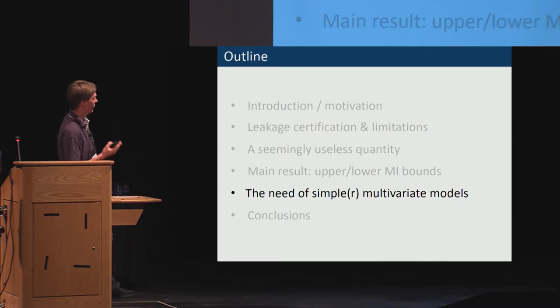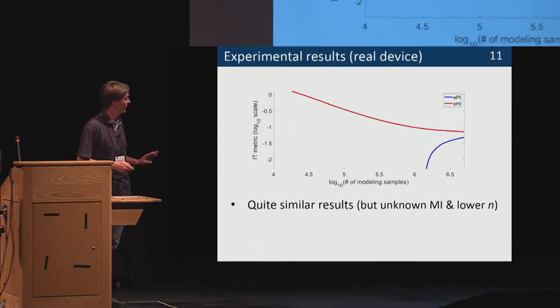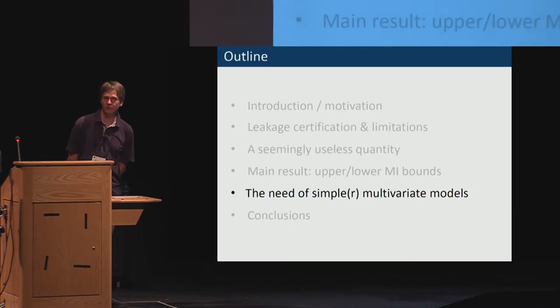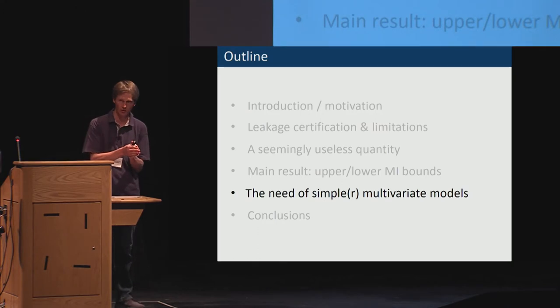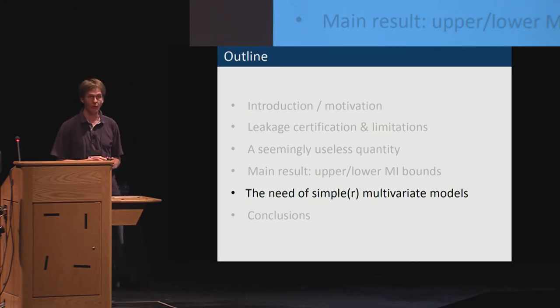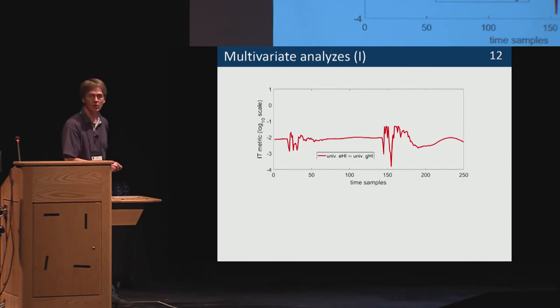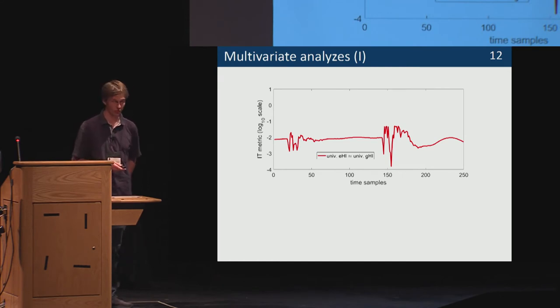And that leads me to the last step, right? This good news that we can actually use a Gaussian assumption here is interesting because there's one thing that I've been hiding a little bit so far. In general, what we want to do as evaluators is not to bound the amount of information that you have for one single leakage sample, but to bound the information that you have for all the leakage samples. Typically this is what we call multivariate analysis, and this is an example where I compute this hypothetical information for all the time samples corresponding to the manipulation of one share.